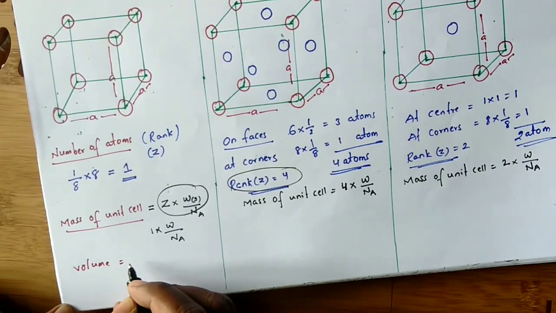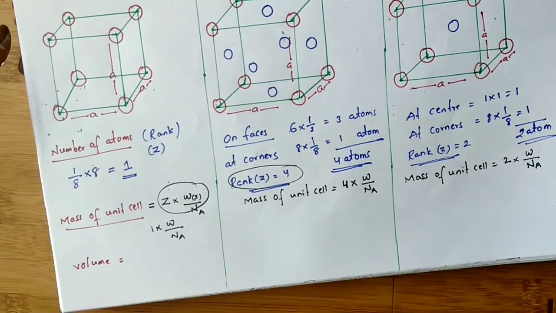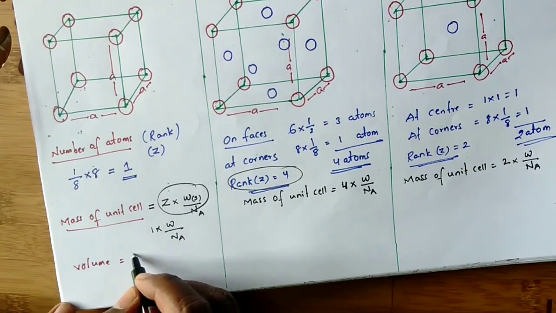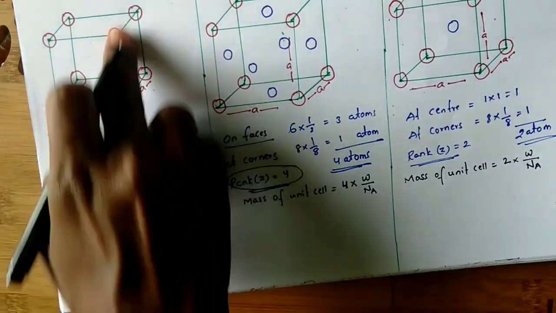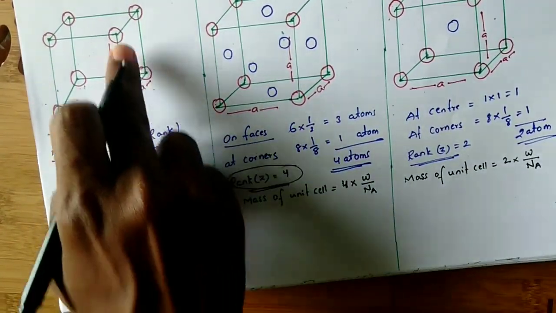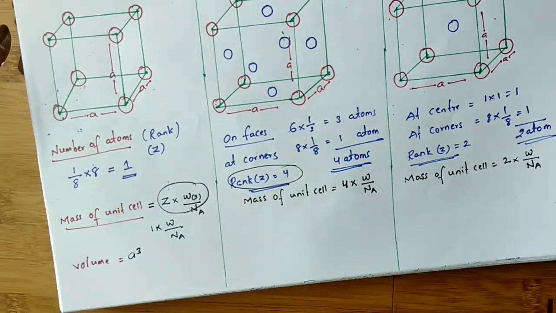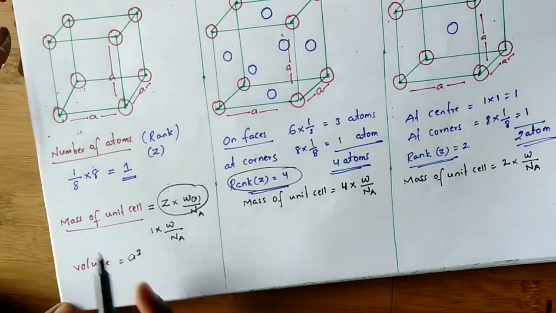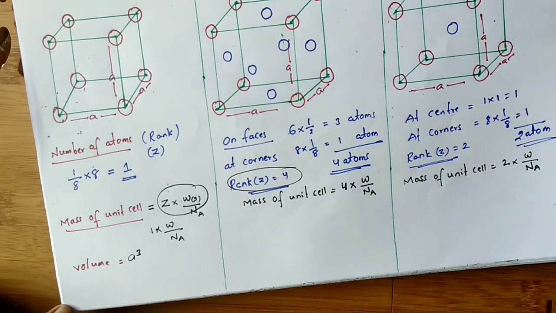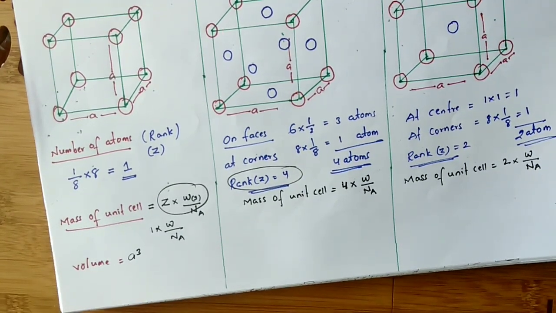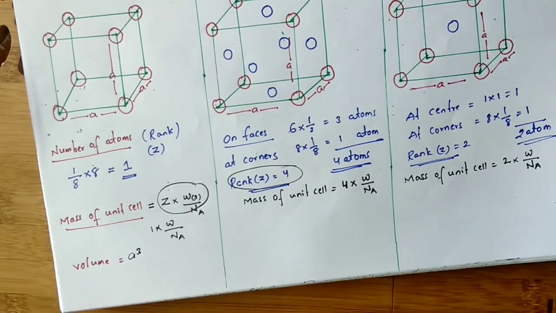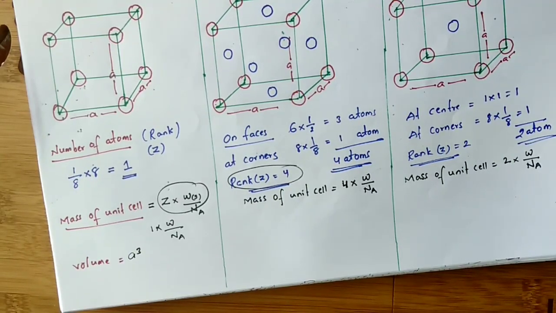Volume equal to volume of unit cell. Shall I take here volume of unit cell A cube? A cube, length, width, height, length into width into height, all edges are equal, no, A into A cube. Okay, so we know mass of unit cell and we know volume of unit cell. Can we find the density of unit cell? Yes. Okay, so what is the density of unit cell?